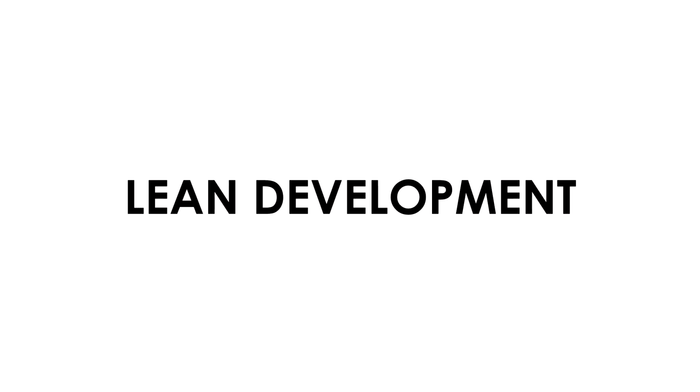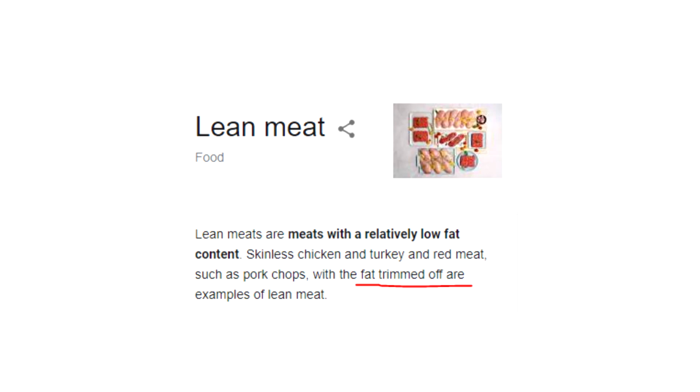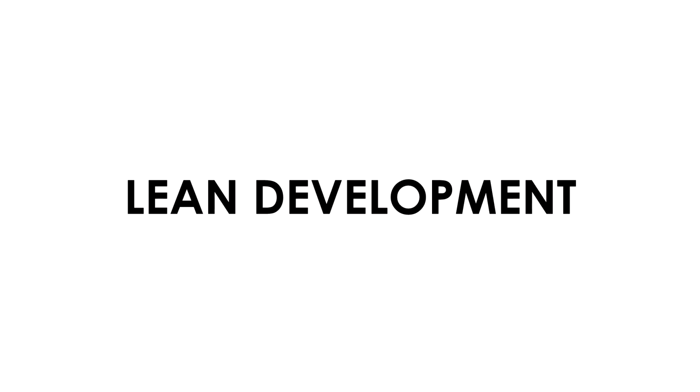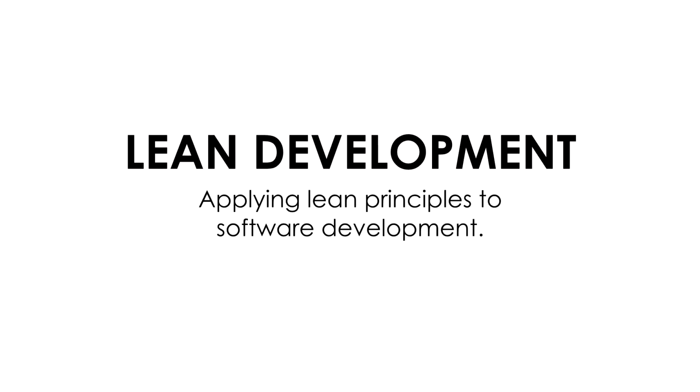Lean development. Okay, what is that? Is that beef? Well, actually, kinda. With lean meats, the fat is trimmed off. With lean development, unnecessary waste, as we call it, is trimmed off, which leads to the overall efficiency of the development process. Essentially, lean development is the application of lean principles to software development, spending less time on development to achieve better results.